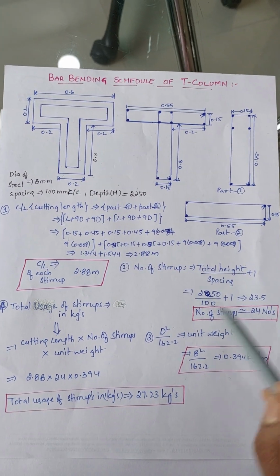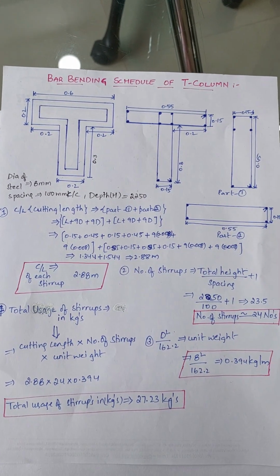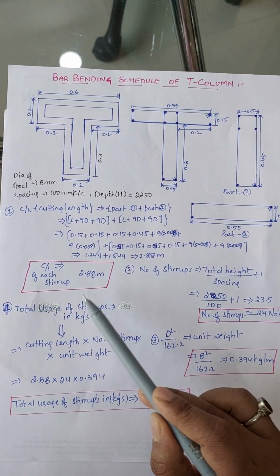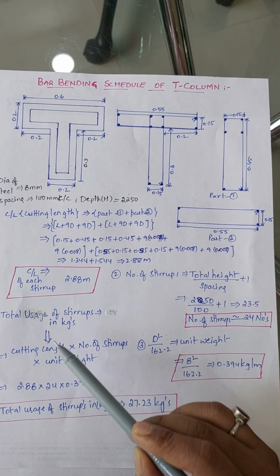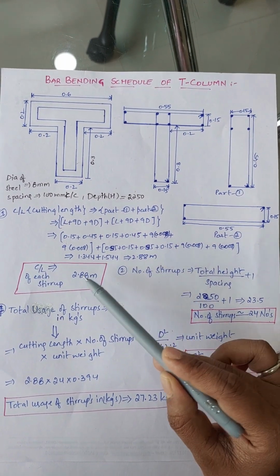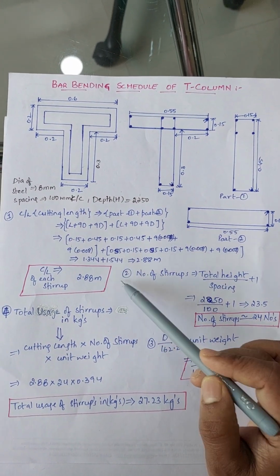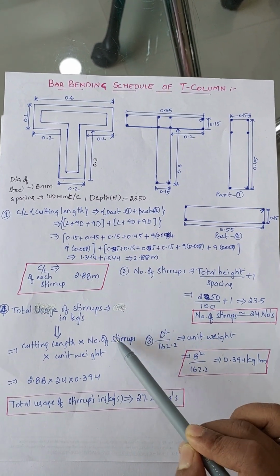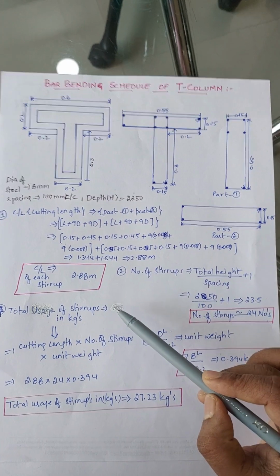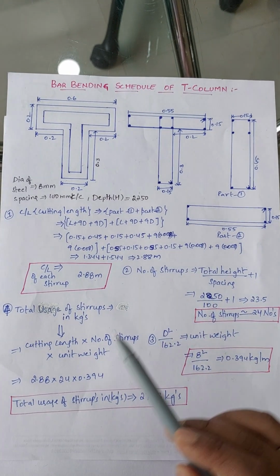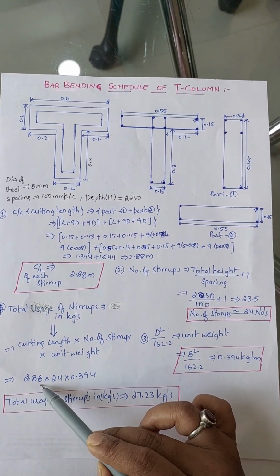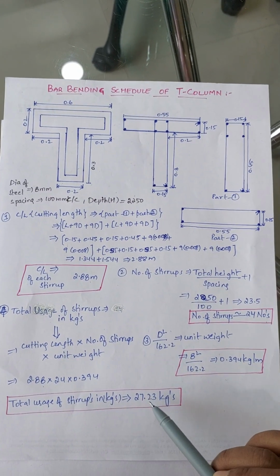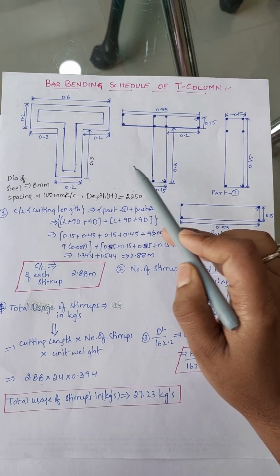Now we have to find how many kgs are required for the preparation of this bar bending schedule, that is the total usage of stirrups in kgs. We got 24 stirrups, and one stirrup length is 2.88 meters. The formula is cutting length into number of stirrups into unit weight, and then we will get the total usage of stirrups in kgs. So 2.88 into 24 into 0.394, that is 27.23 kgs of steel used for these dimensions of a T section.